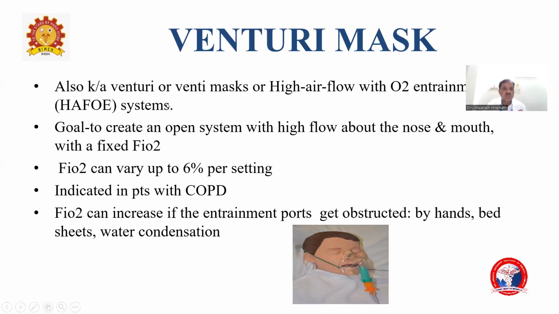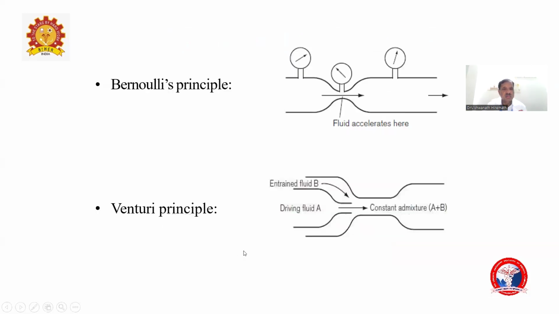Venturi mask, also known as Venti mask, is a high airflow oxygen enrichment system. It creates an open system with high flow over the nose and mouth with a fixed FiO2. The 6% setting is indicated in patients with COPD. FiO2 can increase if the entrainment ports get obstructed by hands, bed sheets, or water condensation.